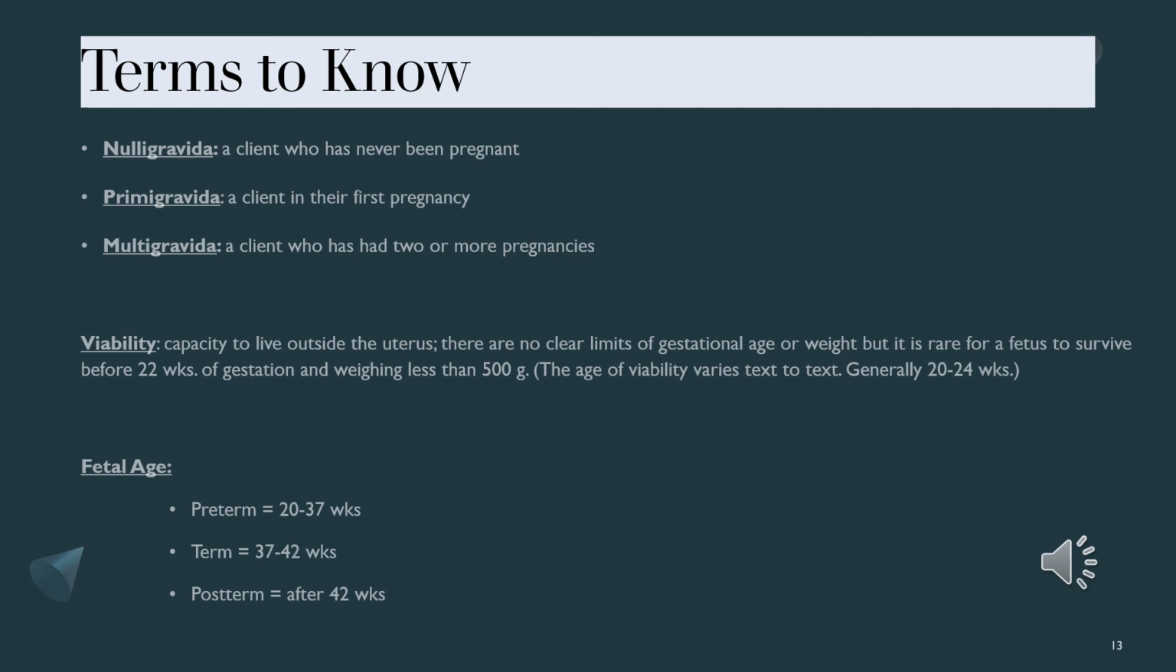Fetal age: preterm is considered 20 to 37 weeks, term is 37 to 42, and post-term is after 42. This also has changed. When I started, preterm was considered 20 to 35 weeks, term was 36 to 40, and post-term was 40 plus. So, like I said, these things change in OB just like the rest of medicine.